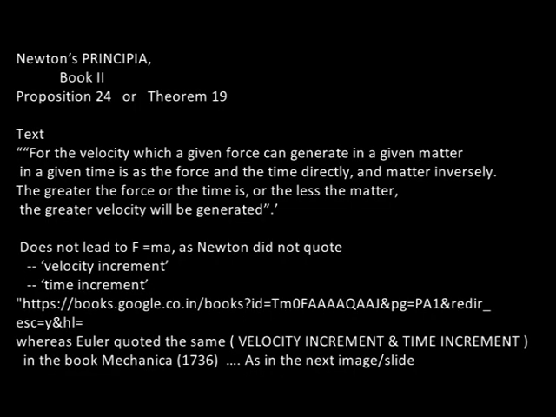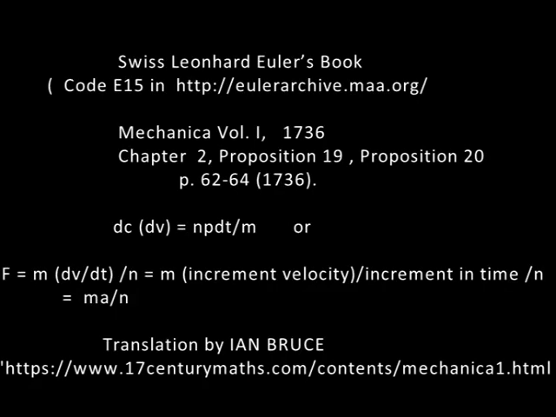Why? Thirdly, further, Cohen in the book on pages 112, 113 quotes proposition 24 of book 2 of the Principia but partially. The complete translation is given by Andrew Motte. It can never be regarded as F is equal to ma, as Newton did not mention velocity increment and time increment. However, Euler specifically mentioned velocity increment and the corresponding increase in time in the book Mechanica in 1736, and also their ratio mathematically, which is acceleration. Thus, Cohen's interpretation is incomplete in this regard.